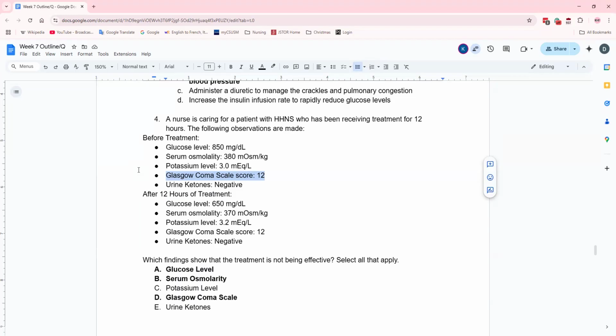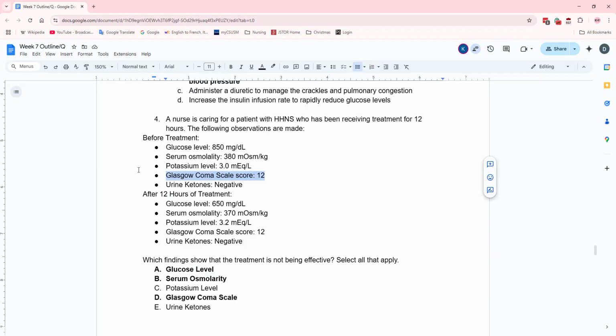For the potassium, in this scenario, it's technically about the same. The purpose of the treatment isn't directly the potassium, but I can see how some people put that. And then ketones wouldn't be there anyways. It's fine because HHNS.